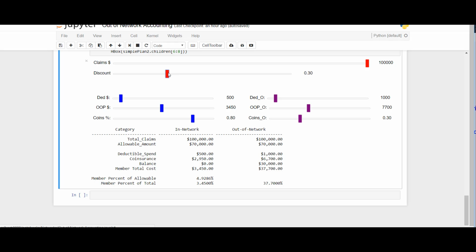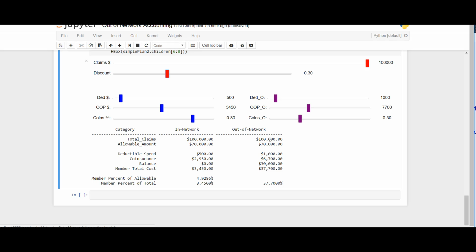And if you remember from the video we did before where we looked at some data, 30% discount was kind of the tail end of where discounts seemed to come in. There were some difficulties with that data, but at the end of the day, I'd say a 30% discount isn't a bad approximation. On the one hand, if you go in network, those discounts are going to work in your favor because you get to benefit from those cost reductions just like the insurance company does. But if you go out of network, those discounts really start to work against you here.